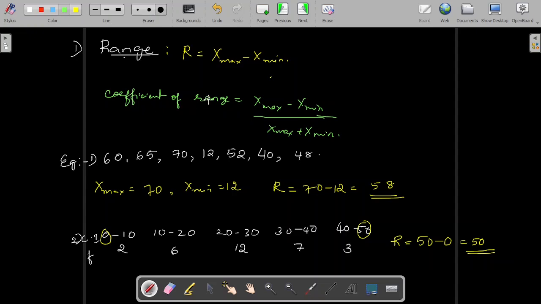You can define the coefficient of range as x maximum minus x minimum divided by x maximum plus x minimum. This is a unitless quantity because range is a measure having a unit. If you want just a number, a unitless quantity, you can use the coefficient of range. So for example, in this example, the coefficient of range is 58 divided by maximum value 70 plus minimum 12. Add them, you will get 82. So 58 by 82, which is equal to 29 by 41. This is called the coefficient of range.